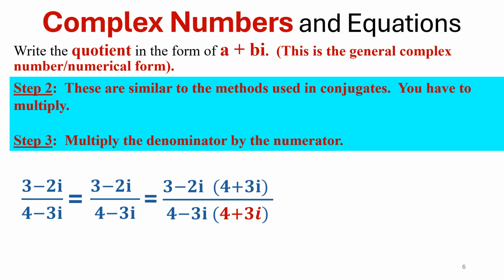Okay, when you do 3 minus 2i over 4 minus 3i, you have to use the conjugate. So the conjugate of this is 4 plus 3i. Do you see how this is a minus sign, and now this is a plus sign? So you take this to both sides of the equation. Now the first one I'm going to do is the top, which is here called the numerator.